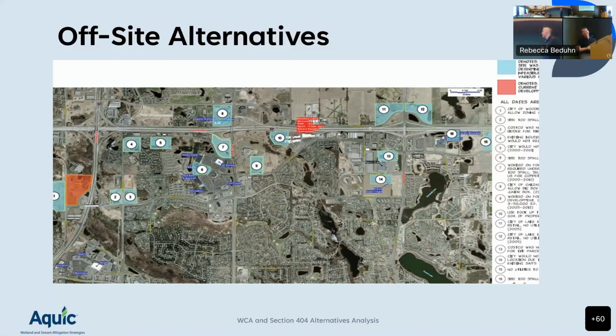So recognizing this, the application kind of preempted a lot of those questions that they were going to guess were going to come by doing a very robust offsite alternatives analysis along this geographic area that they were looking at. Can't read the notes, but on the side there, it's, what is it, 15 or 16 sites that they had looked at.